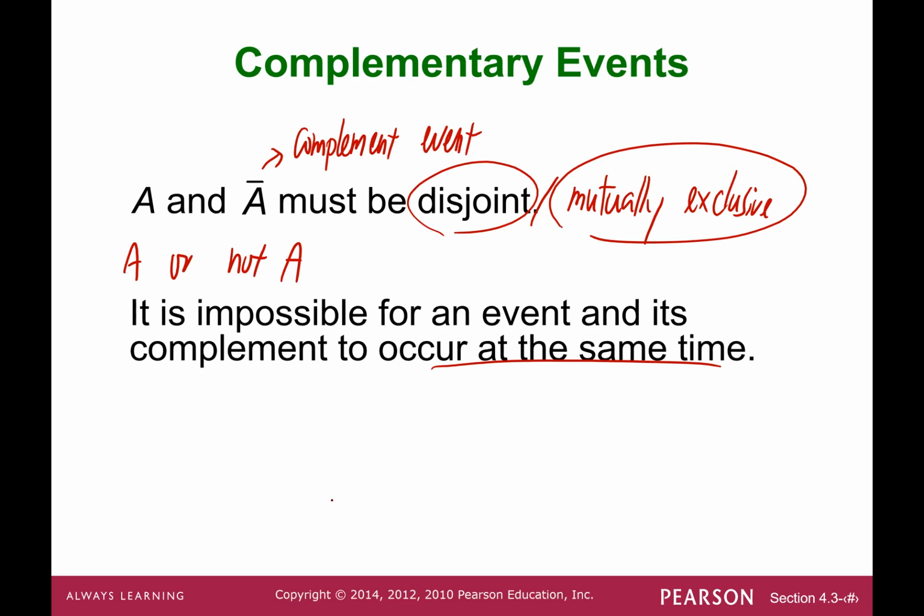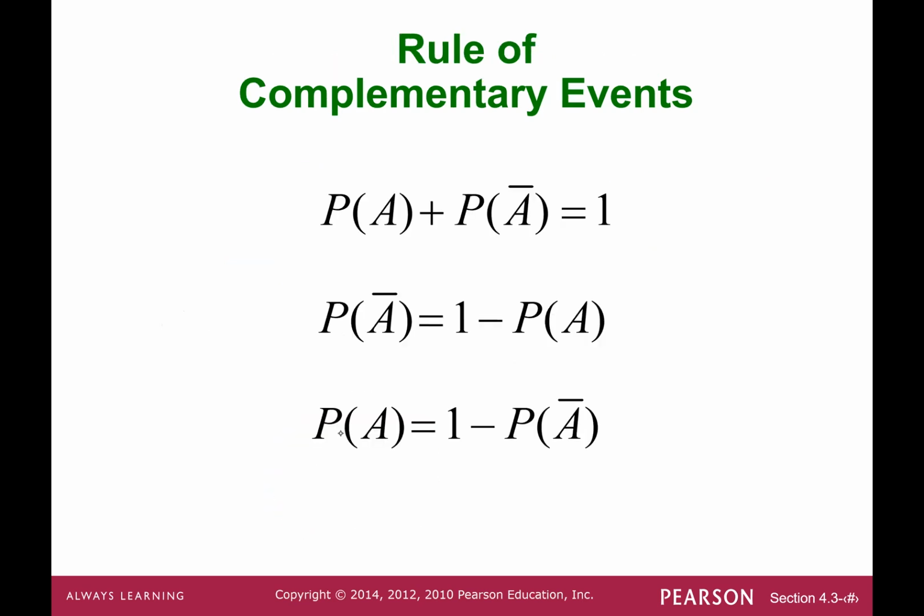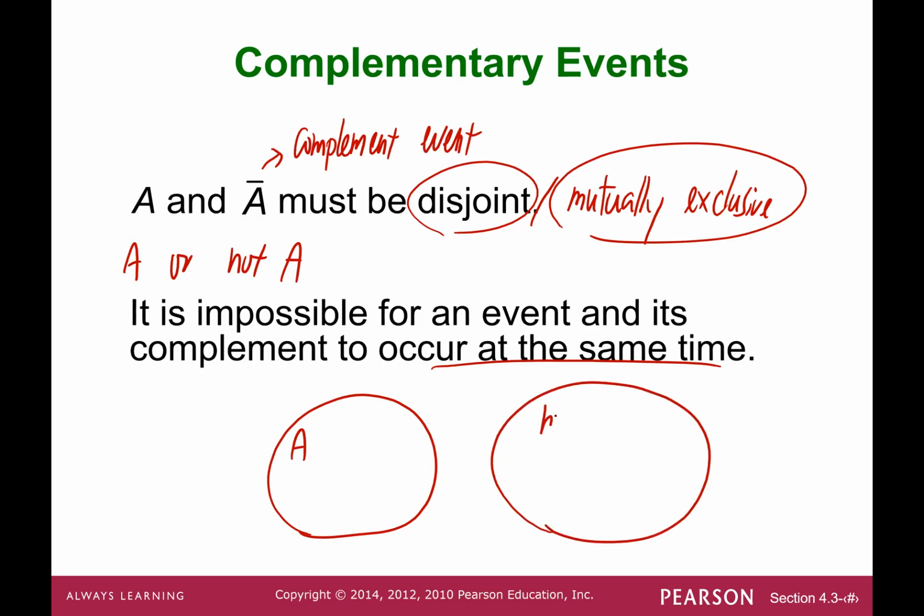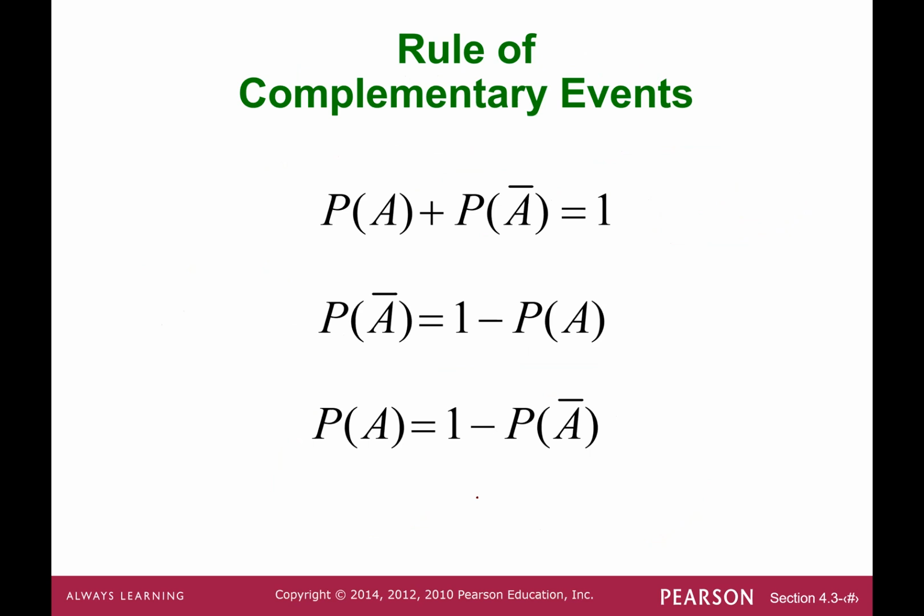So if you draw this Venn diagram, this is A, and this one is not A, or A bar, right? Whichever you want to write it. And they do not have anything in common, right? They are disjoint. Okay. Now, the rule of complement events is probability of A plus probability of complement event A equals 1. So if you want to solve for probability of complement event A, just use total probability 1 minus probability of event A, and vice versa, right? Probability of event A equals 1 minus probability of complement of event A.